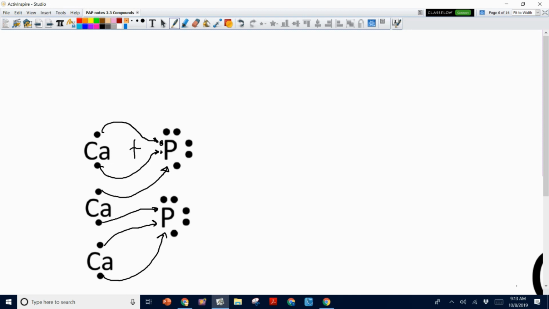So when we write the compound, that's going to be Ca. And how many do we have to use? 3. So we're going to put a 3 there as a subscript. And that bonded with phosphorus. And how many phosphorus did we use? 2. So the correct ionic formula for calcium phosphide is Ca3, I'm sorry, Ca3P2. So again, let's review naming this.